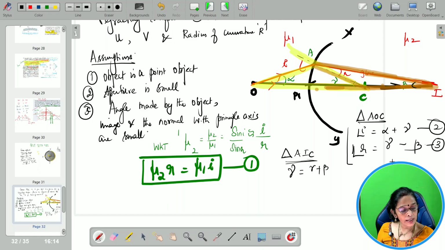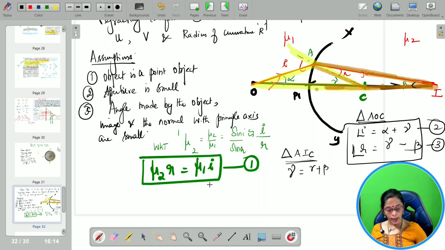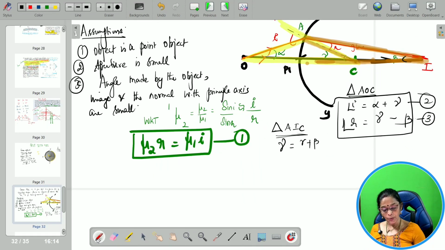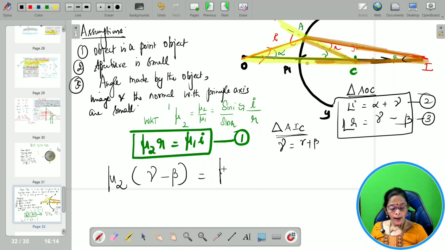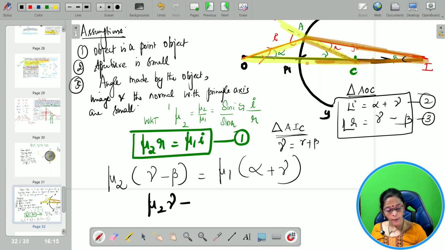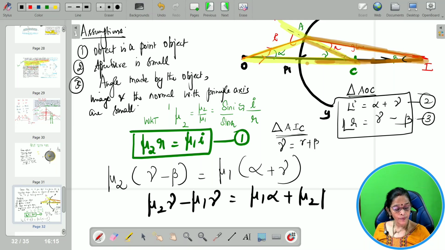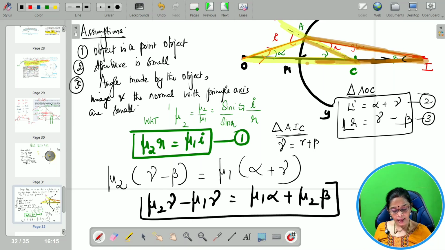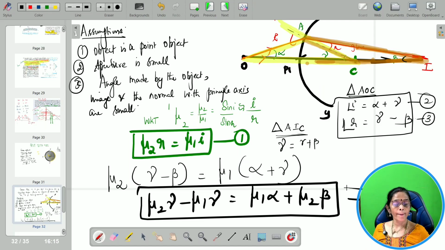So I am going to substitute 2 and 3 in equation 1. So mu2 into R, instead of R you substitute gamma minus beta, and angle I is alpha plus gamma. Now bring all mu2 together, all gamma together. Mu2 into gamma minus mu1 into gamma is equal to mu1 into alpha plus mu2 into beta. I take this as equation number 4.